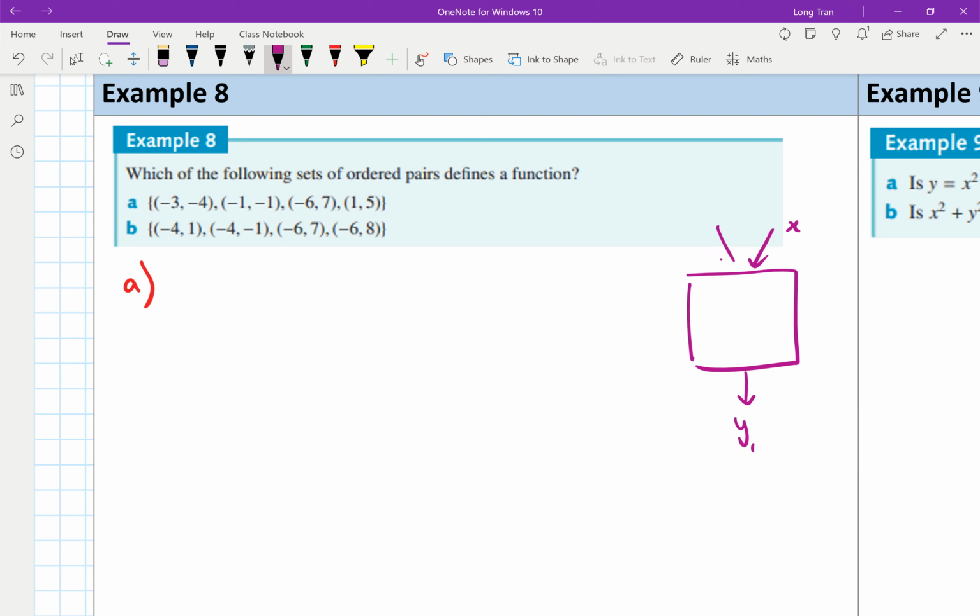Now you can have multiple x values, but it has to be the same y value, right? So we want only one y value when an x coordinate comes out. Best way to see this, or a trick to it, is check if there are repeated x values. So I simply look at A, and say, oh, there's -3, -1, -6, 1. They're all different. Okay, they're all different.